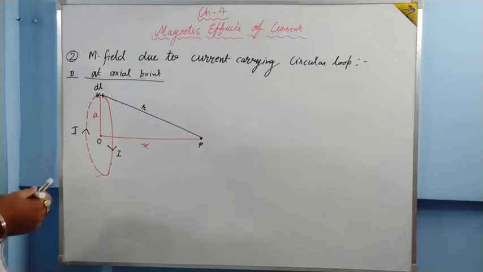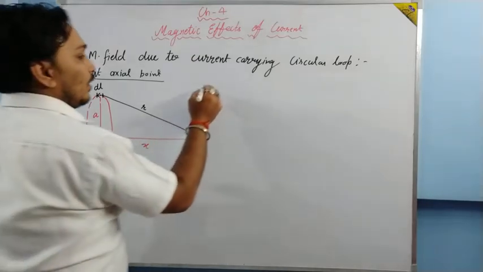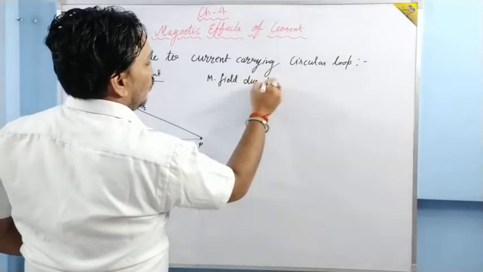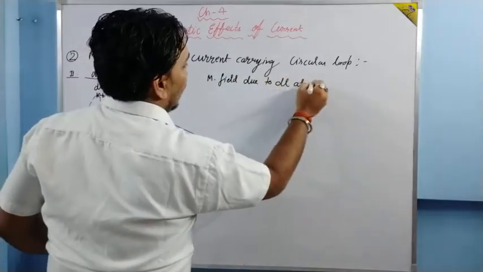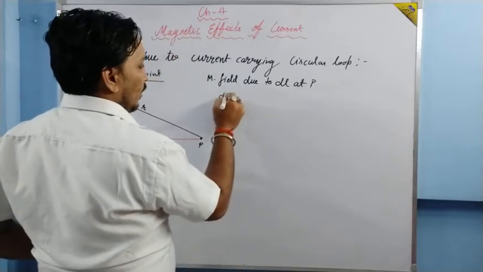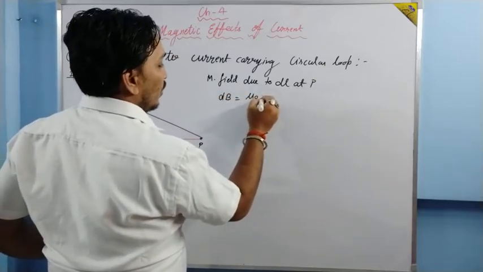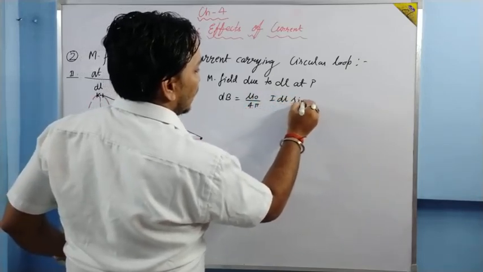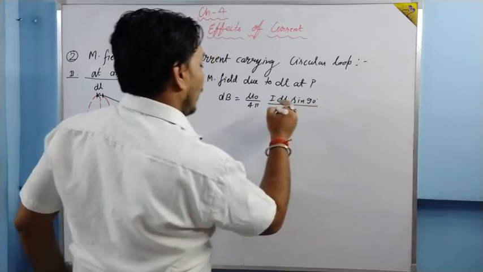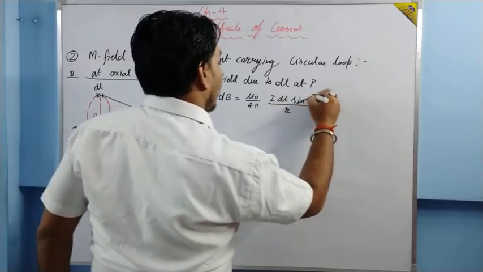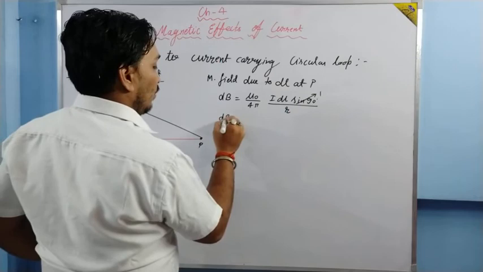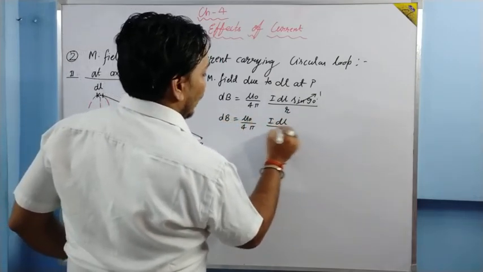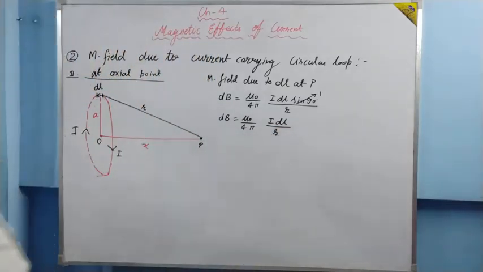Okay. So magnetic field due to dl at P, dB is equal to mu naught upon 4 pi, I dl sin theta. As I have told you, the angle made between dl and r is 90 degree. So sin 90 value is 1. So dB is equal to what? Mu naught upon 4 pi, I dl upon r squared. So this is the magnetic field at P.